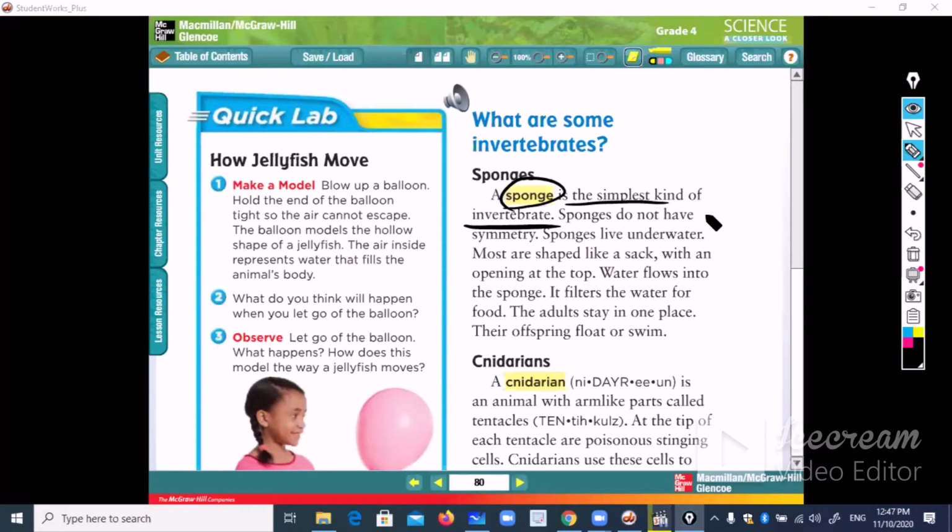Most are shaped like a sack with an opening at the top. Water flows onto the sponge. It filters the water for food.